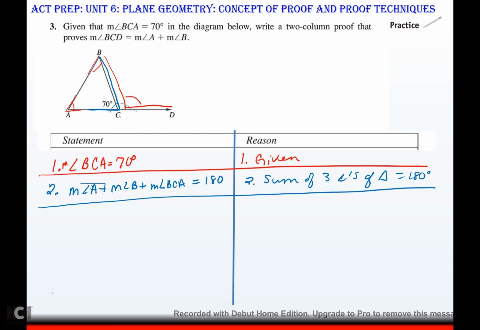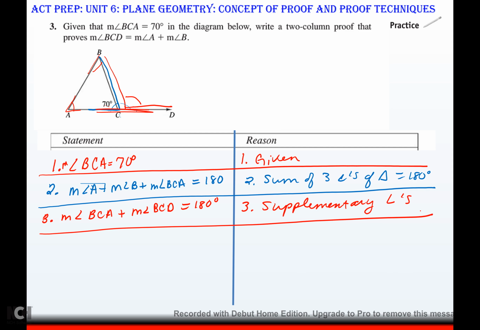Well, I also know that these 2 angles have to add up to 180, so I can say the measure of angle BCA plus the measure of angle BCD has to equal 180 degrees. And the reason for that is because they are supplementary angles.